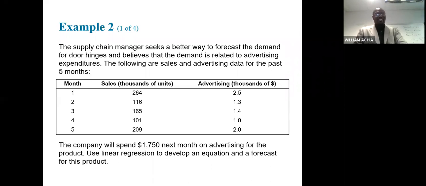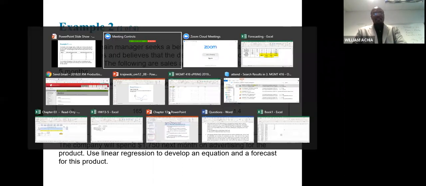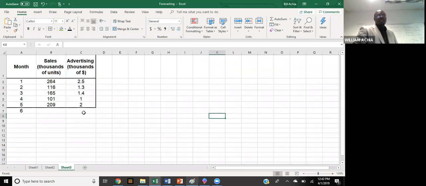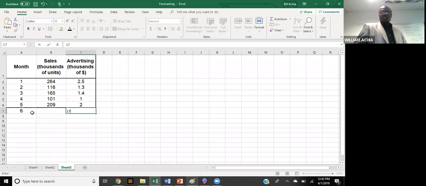All right, let's do this in Excel. I think I have this on tab 3, sheet 3. Okay, so we want to try and figure out what our sales are going to be in month 6 based on the information that we have here, and the fact that we're told advertising is going to be $1,750.